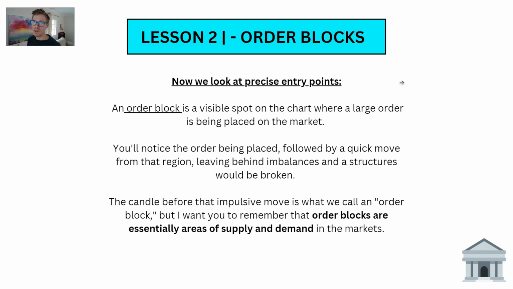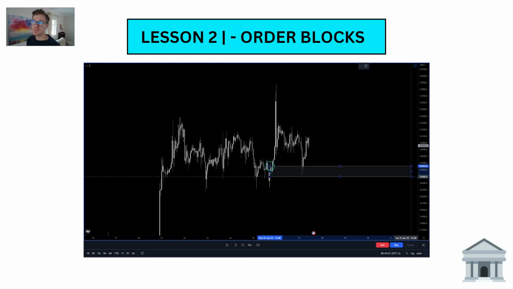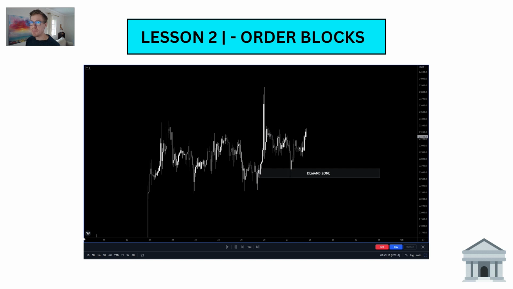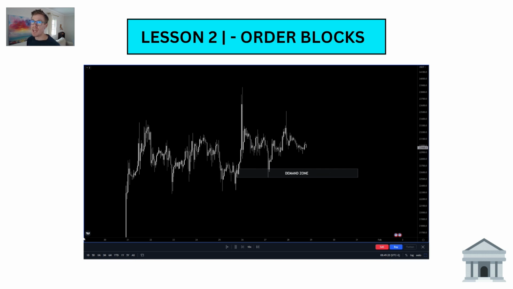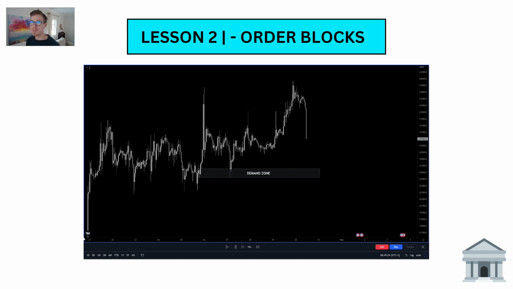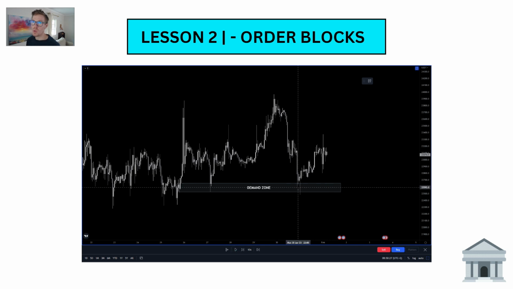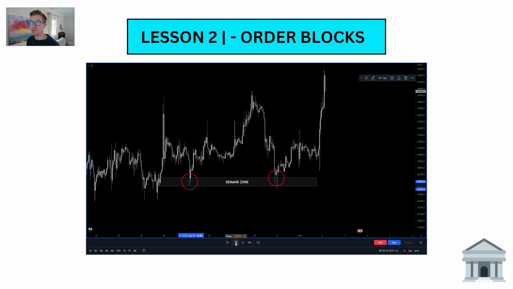Lesson number 2, order blocks. These help us determine precise entry points. These are visible places on the chart where large orders are resting. These usually occur in zones near imbalances and fair value gaps. We see displacement in the market, and the candle before the displacement occurred with this impulsive move, we call it an order block. But they are just essentially supply and demand zones on your chart.